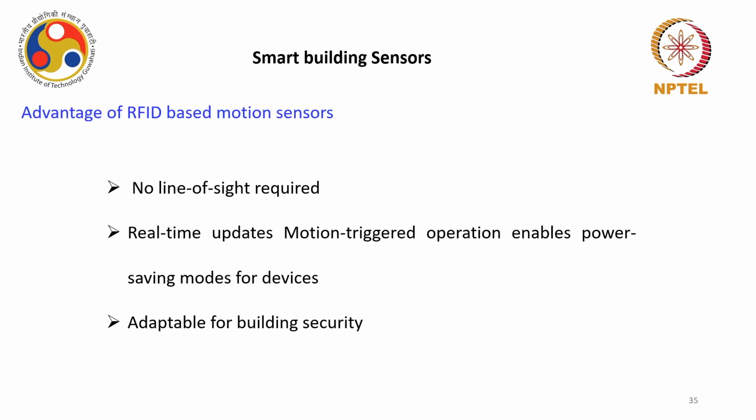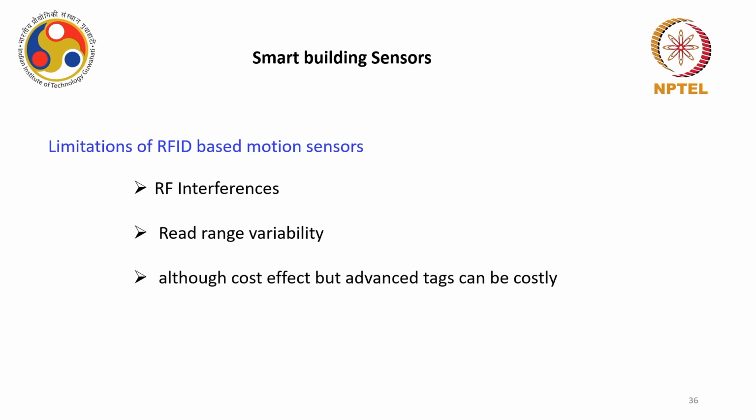The advantage of RFID based motion sensors is that there is no requirement of line of sight, which was the major issue with the camera based system. Then real time update of motion triggered operation is possible, which can enable power saving modes for the devices. Then they have adaptability for building security. So these are certain advantages associated with RFID based motion sensors.